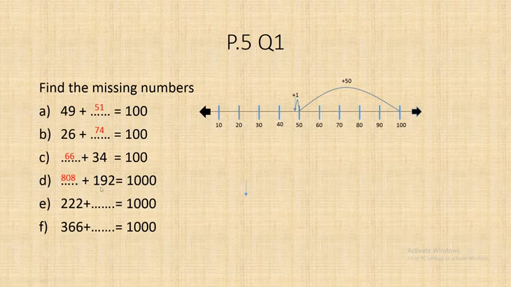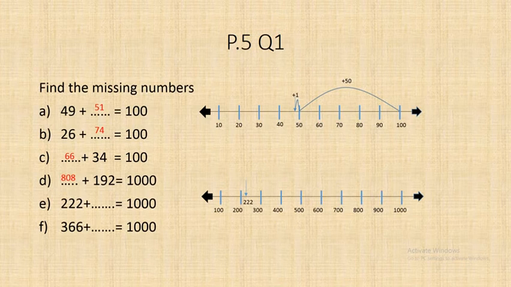So let's have an example with the number line. Here I have 222 plus something equals 1000. So let's draw a number line. I have here 100, 200, and so on until we reach 1000. First, this is the place of 222. I will just add 78 to reach 300. And after that, I will add 700 to reach 1000. So the answer is going to be 778.